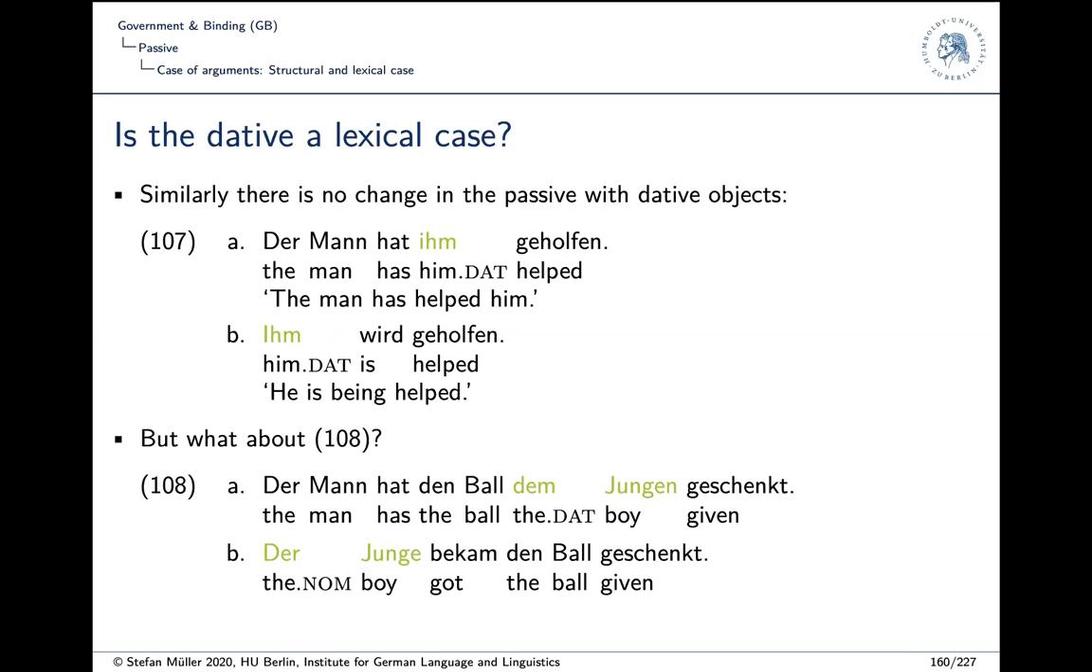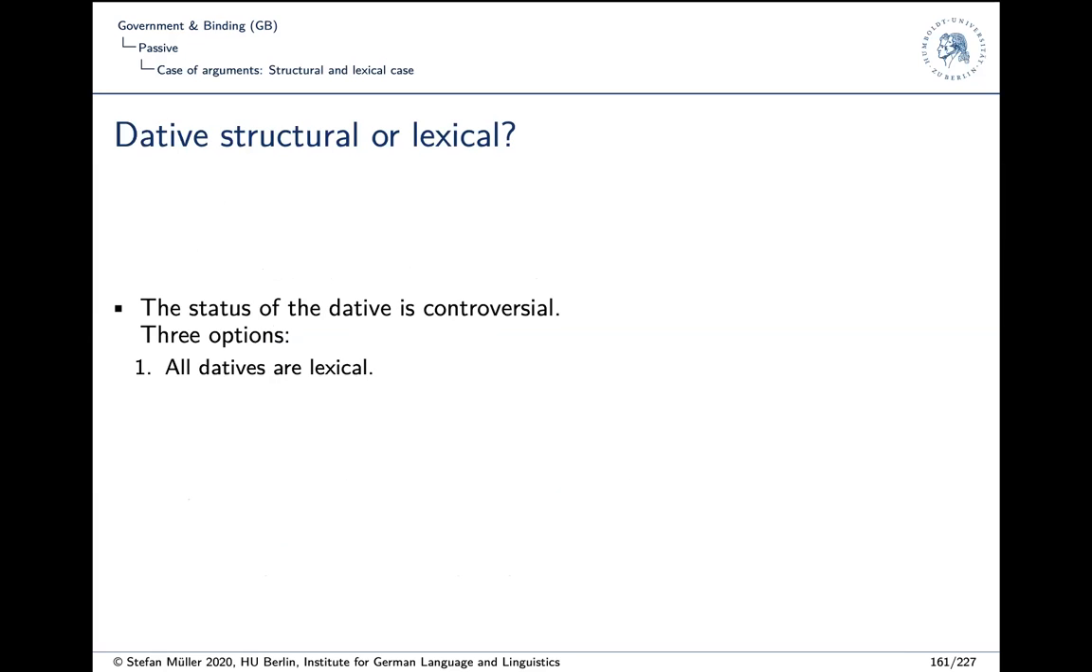In such situations, you sometimes get the situation that half of the scientific community has one opinion and the other half has another opinion. And that's basically also the case with structural versus lexical dative. So the status of these datives is controversial. There are basically three options. One could assume that all datives are lexical, that some datives are lexical and some are structural, or that all datives are structural. Okay, what do we do?